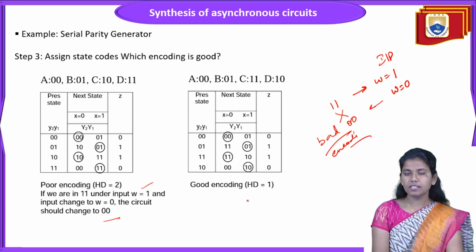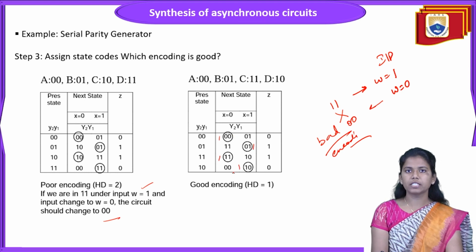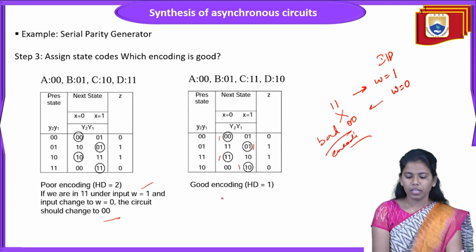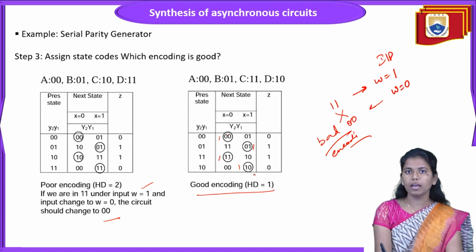Whereas this is a good encoding. Why? Because here the bits are individually located at different states, and there is no point of transforming from one state to the other state. So here we can say that the good encoding goes with HD is equal to 1. That means only one bit change can be observed between states.